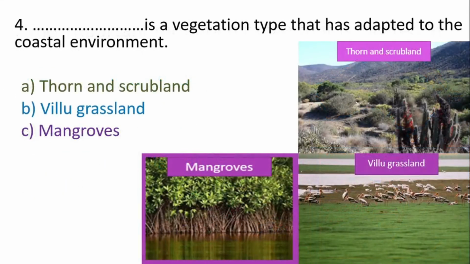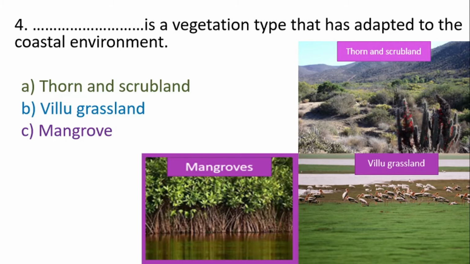Look at the fourth question. Thorn and scrubland vegetation consists primarily of small thorny trees, cacti, thick stem plants and thorny bushes. Willow is a lowland grassland plant community of northeastern Sri Lanka's river floodplains. Mangrove vegetation consists of shrubs or small trees that grow in coastal saline or brackish water.